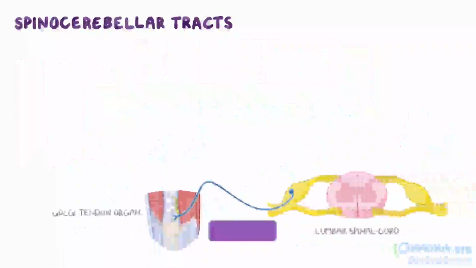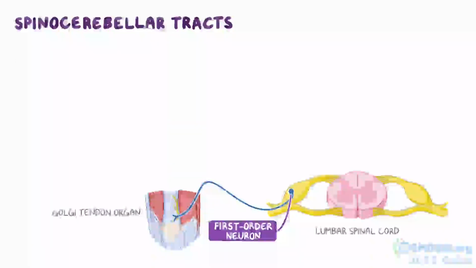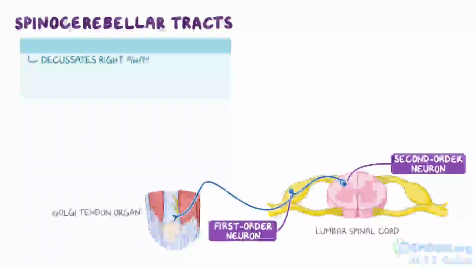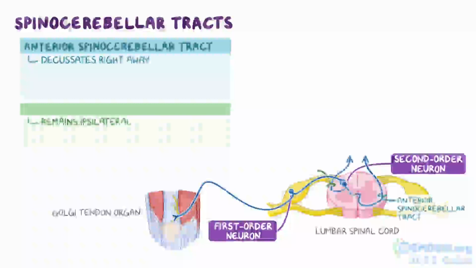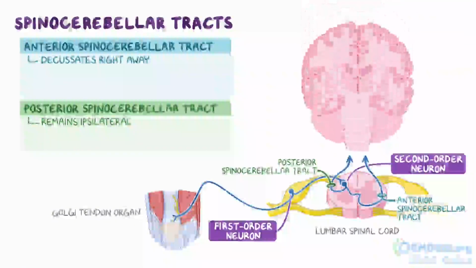then travel along first-order neuronal axons of peripheral nerves. The signal enters the dorsal root ganglion and then the spinal cord, where there's a synapse with second-order neurons located in the ipsilateral gray matter. The fibers either decussate right away and create the anterior spinocerebellar tract just lateral to the lateral spinothalamic tract, or they remain on the ipsilateral side to form the posterior spinocerebellar tract.